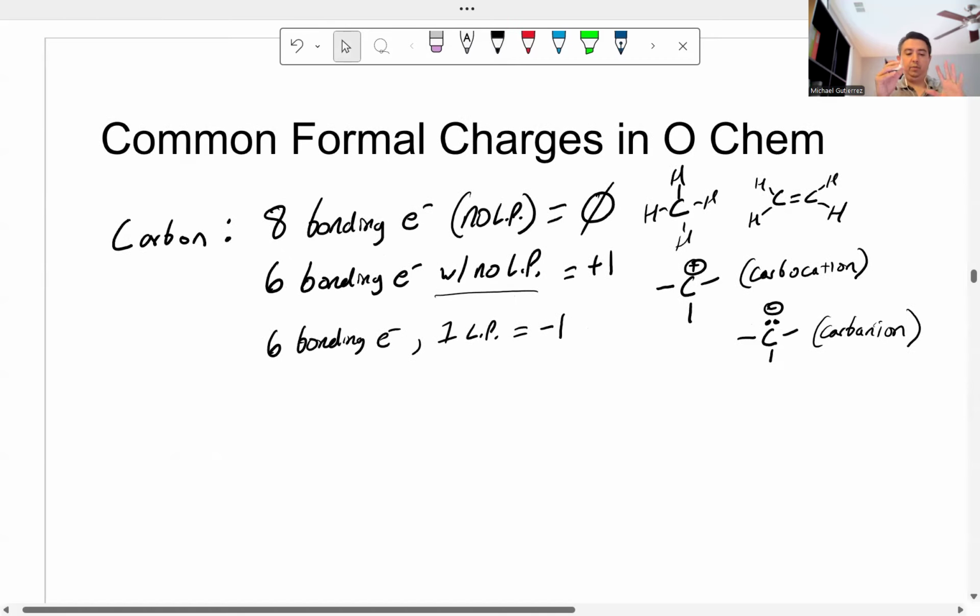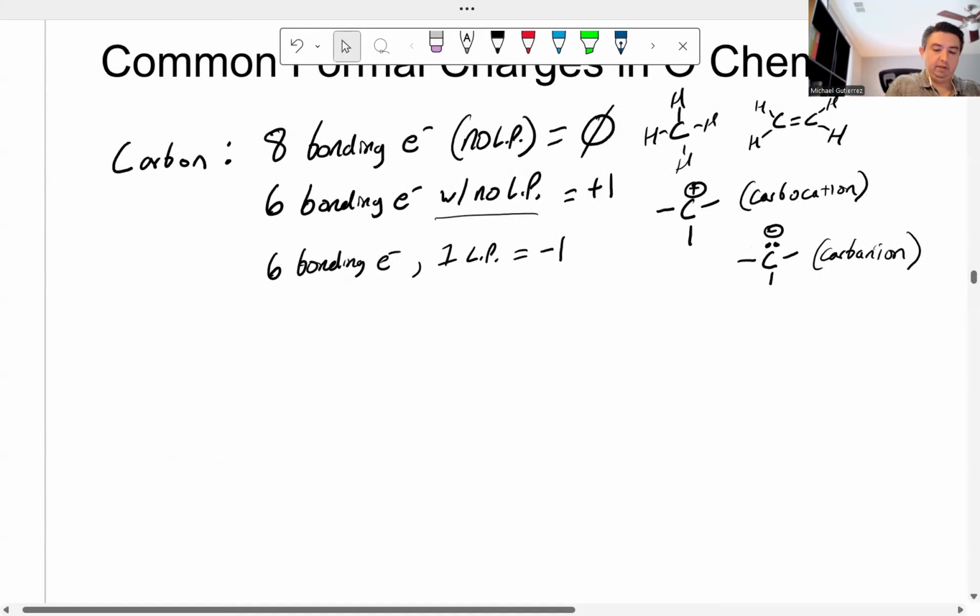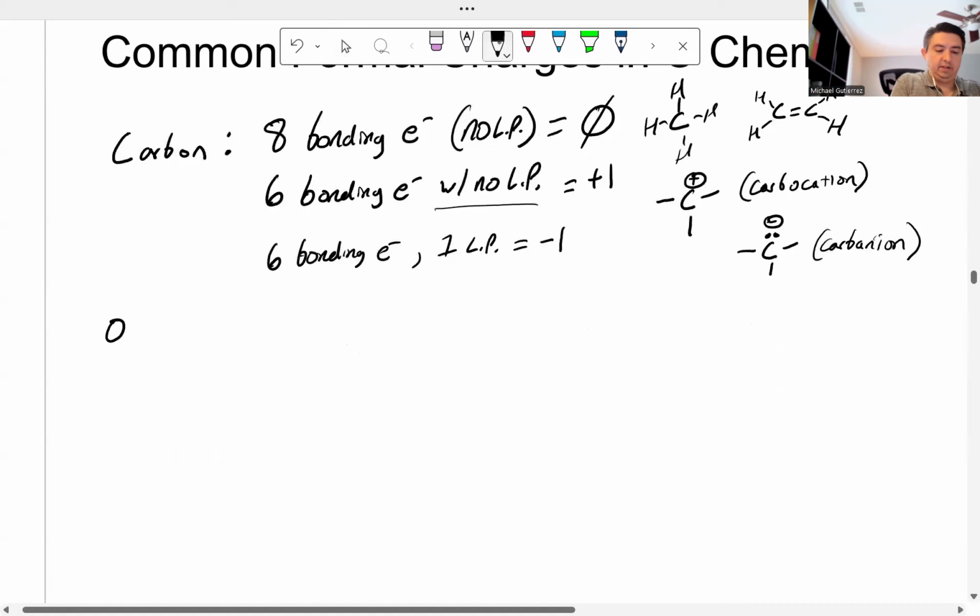All right, so those are three types of carbons. Commit that to memory so that you'll be able to look at any carbon and instantly know what its formal charge should be. Now let's look at this with oxygen.